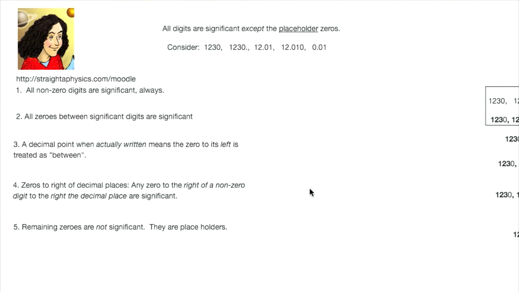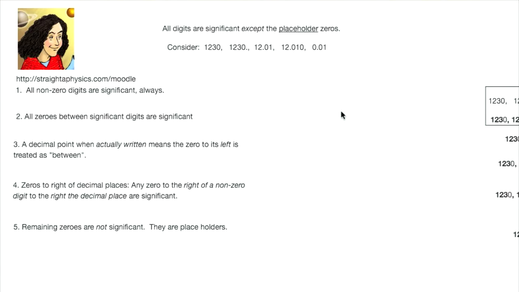Today I'm going to talk about identifying the number of significant figures in a value. So here we have some numbers that we're going to consider. One is 1,230, 1,230 with a decimal point, 12.01, 12.010, and 0.01. Now, the shortcut method for these is that all digits are significant except the placeholder zeros.